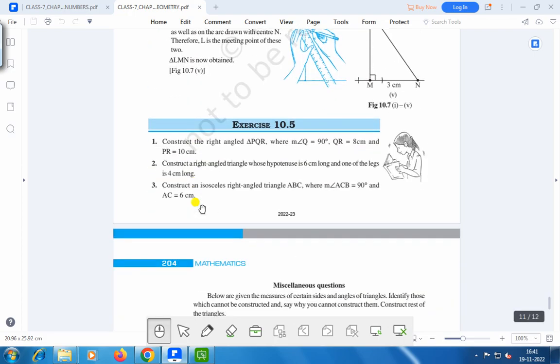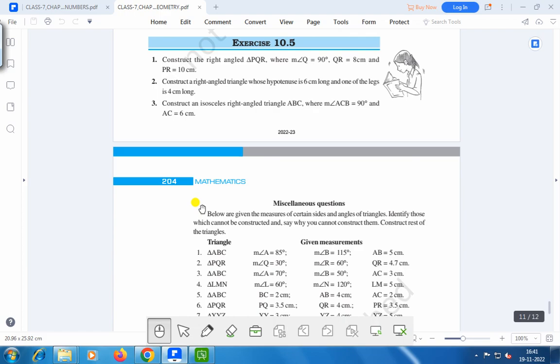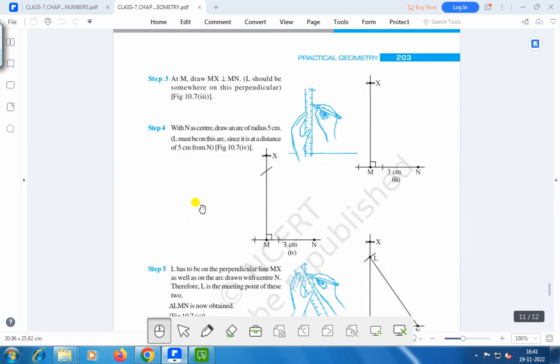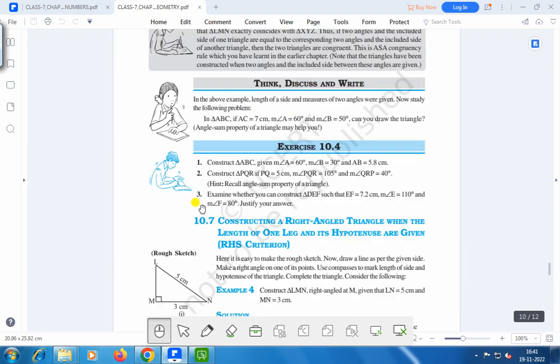In the next exercises, in the next video we will discuss how to draw the different triangles in the exercises.